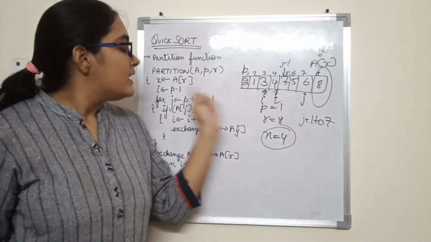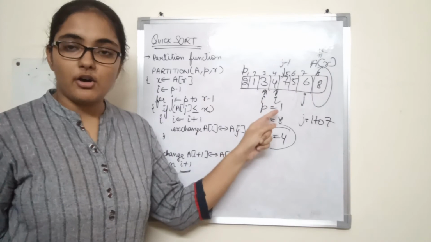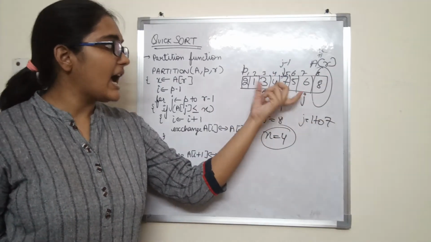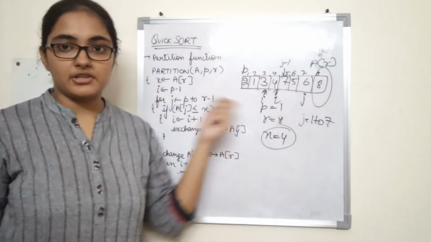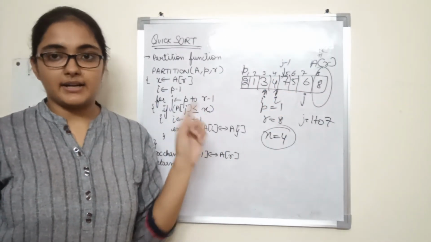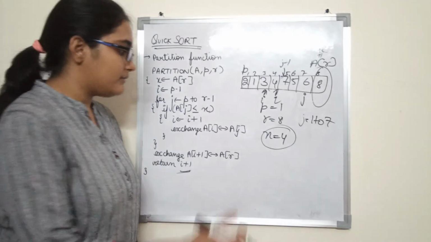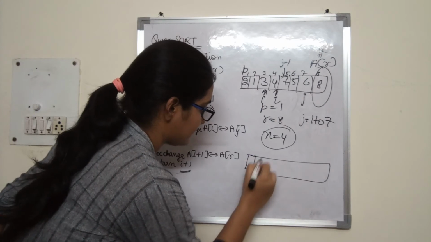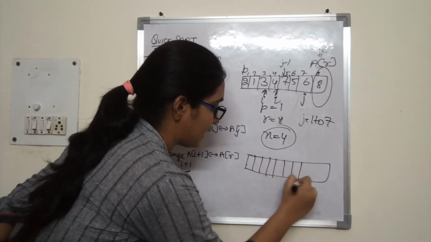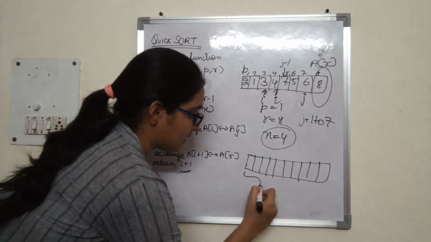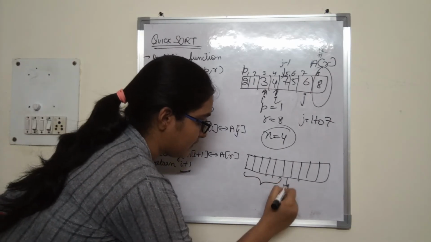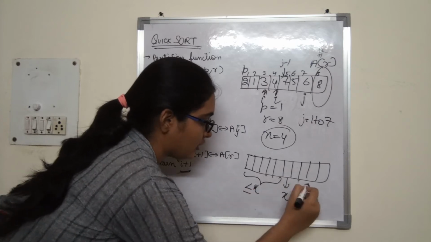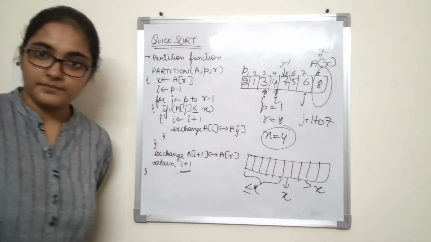What is happening? From p to i, all the elements are smaller than x, and from i plus 1 to j minus 1, at any iteration of the loop, all the elements are greater than A of r, right? So it happens something like this. It wants to partition the array into something like this, right? There is a pivot element x. Now all these elements are less than or equal to x, and all these elements are greater than x, right?